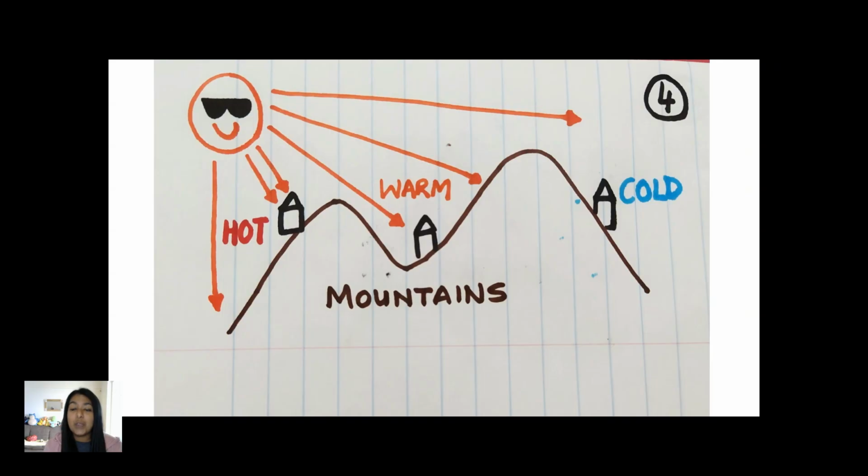So, depending on where you are, is how much sun you will get. As you can see, the first house is directly in the sun's rays, and so it's going to be very hot. The second house gets some sun, but not very much, and so it's warm. And the other house doesn't get the sun at all, and so it gets very, very cold. But as the sun starts to move across, it will start to change depending on where it is during the day. And that's how mountains affect temperature.